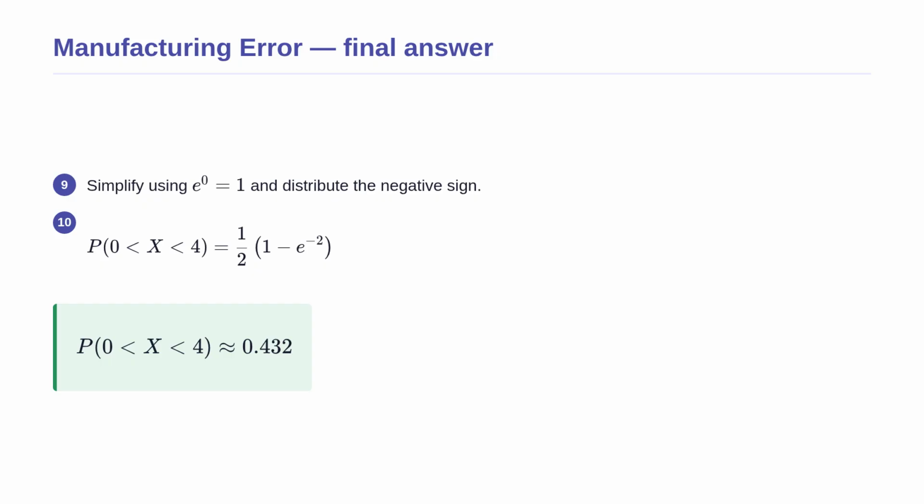This means there is roughly a 43.2% chance that the manufacturing error will fall between 0 and 4 millimeters, helping engineers estimate the daily scrap rate.